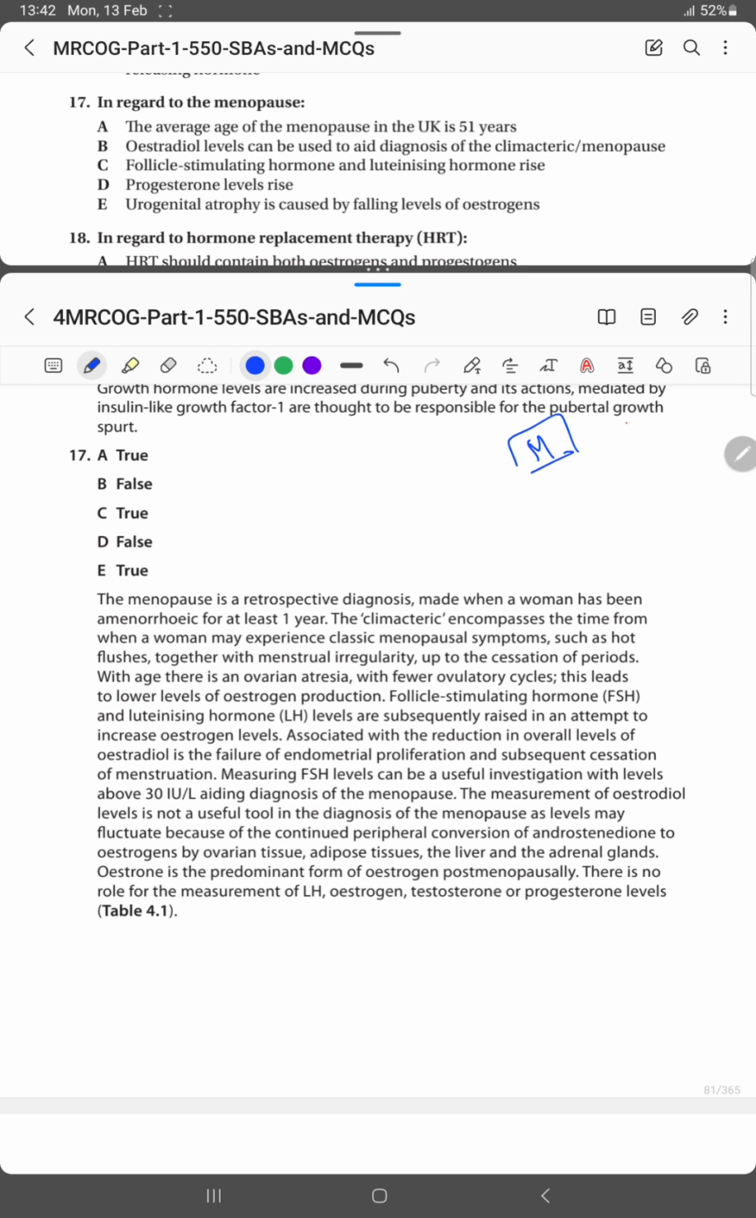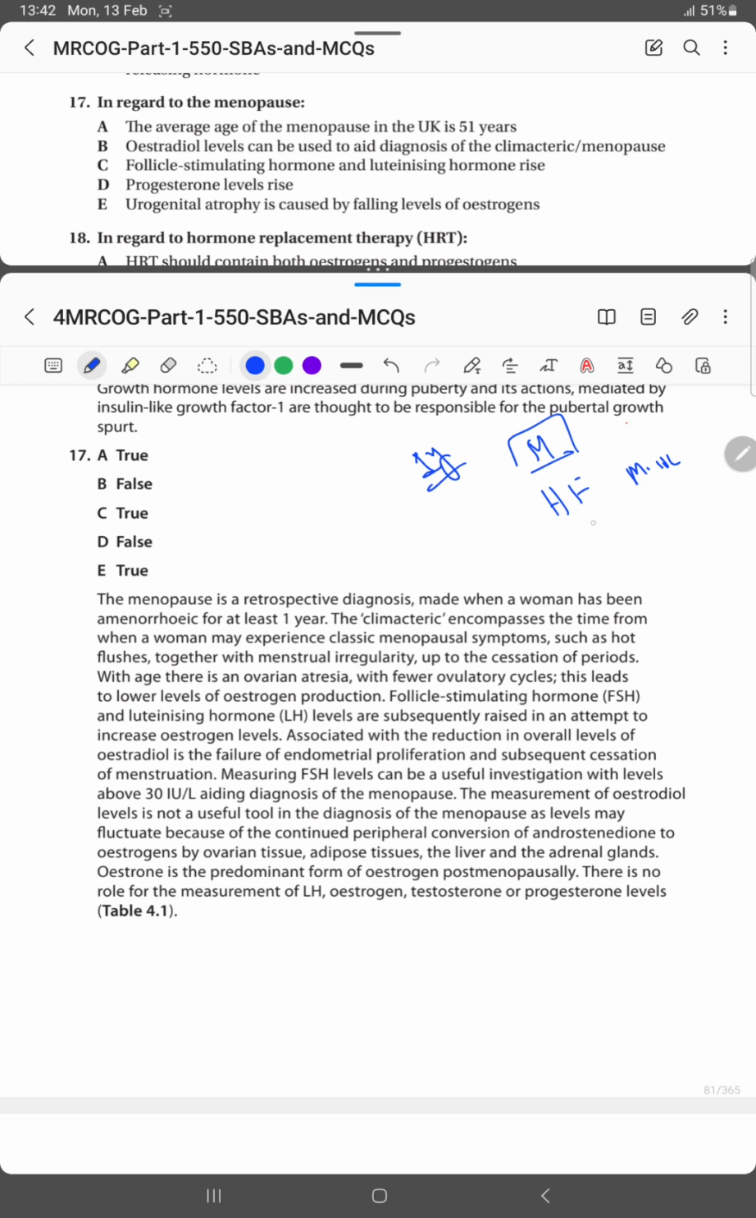It is usually made when a woman has been amenorrheic for at least 1 year, and the climacteric encompasses the time from when a woman may experience the classic menopausal symptoms like hot flushes, together with menstrual irregularities, up to the cessation of the periods.